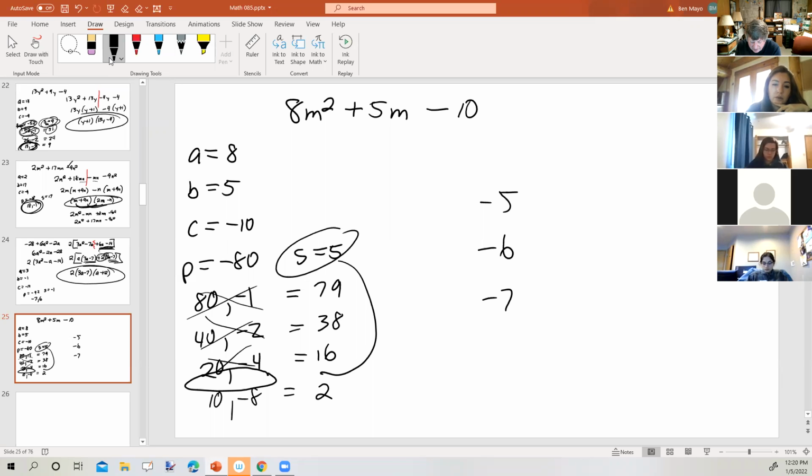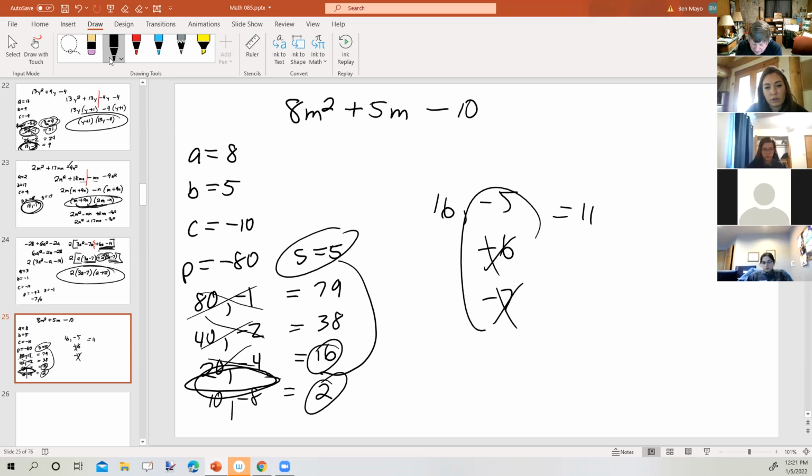Well, if it's negative 5, it would be what? 16 and negative 5, which gives me 11. So that's not right. If it's negative 6, negative 6 doesn't go into negative 80 evenly, does it? And neither does negative 7. So I got it too high, got it too low, investigated all the possibilities in the middle, and none of them worked. What's your conclusion? Prime. Good job. I can read lips.